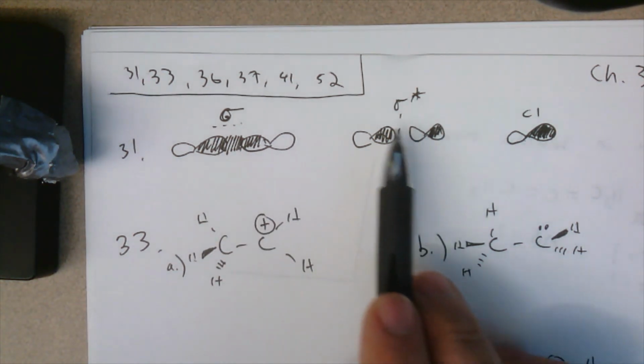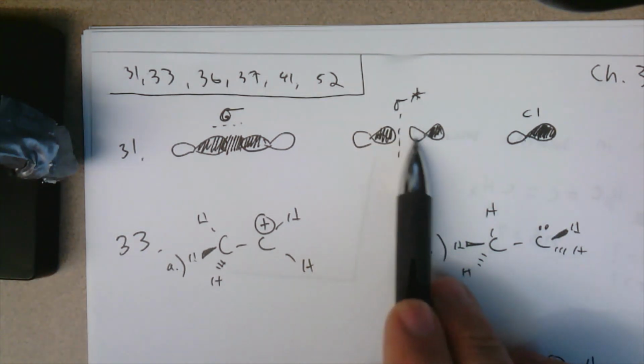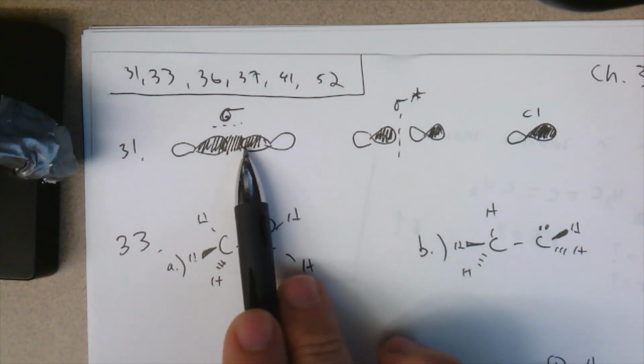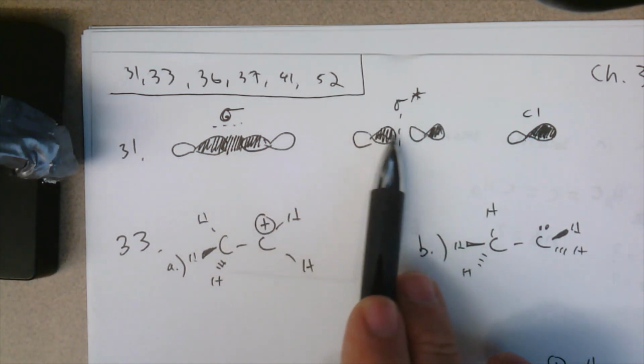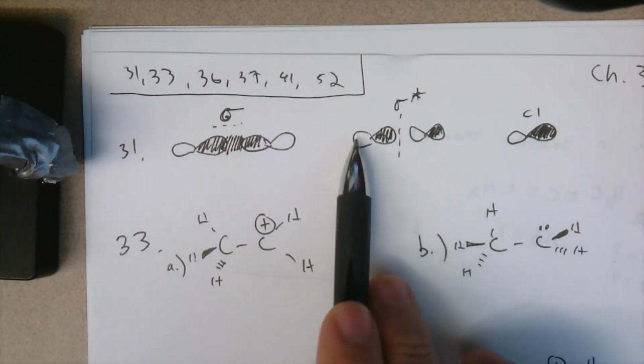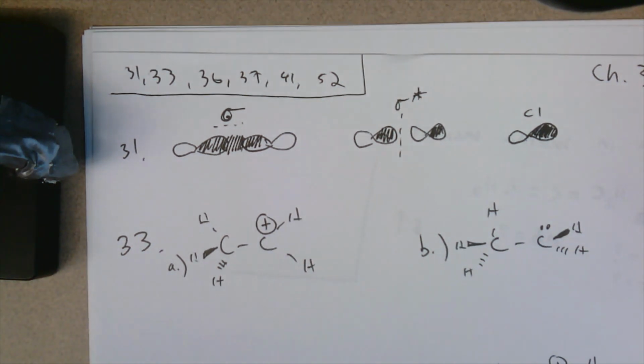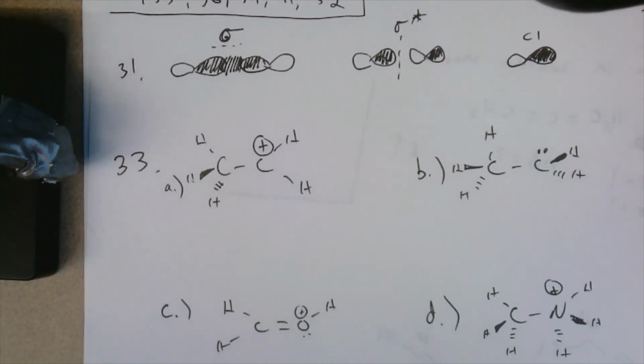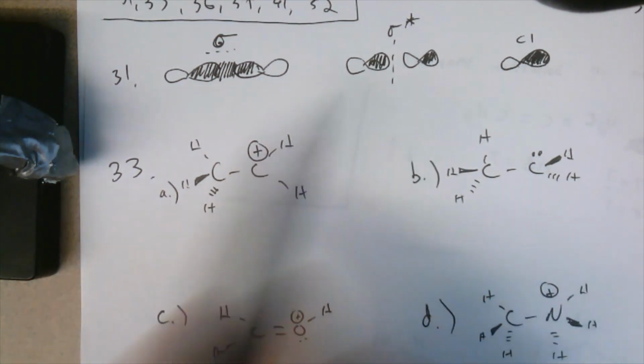If I bring them together in anti-bonding, it's basically the shaded side on one overlapping with the unshaded on the other. So these are both sigma symmetry because they're just end-on overlap. There's just one lobe of each orbital overlapping. There's not a two-lobe overlap like in a pi bond. And we would say these have sigma symmetry. I don't know if I said that yet.